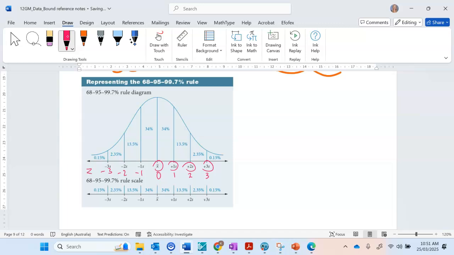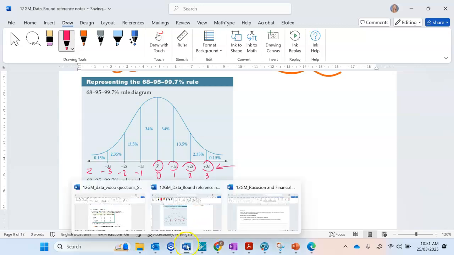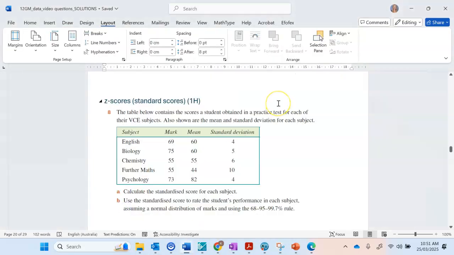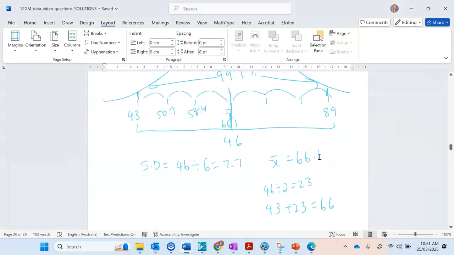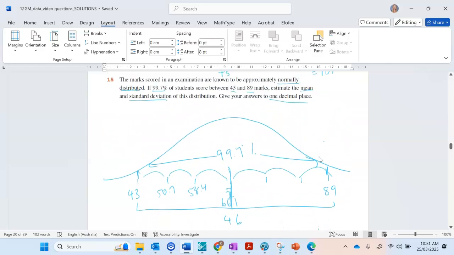So instead of having values here like we did when we calculated the questions with a normal distribution, let me just show you quickly an example. All right, so this was a question we did in the previous video. Instead of having these values down here, you would have a z-score. So it'd be 0, 1, 2, 3, and so forth.